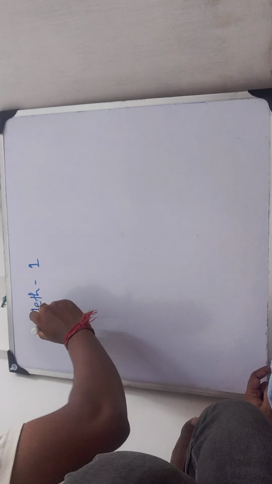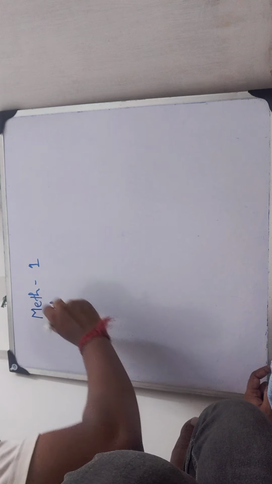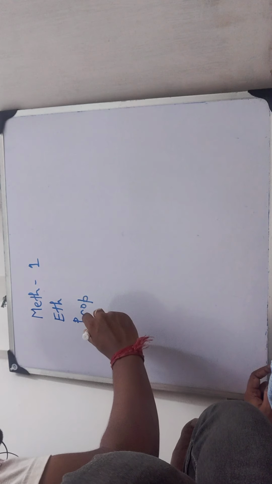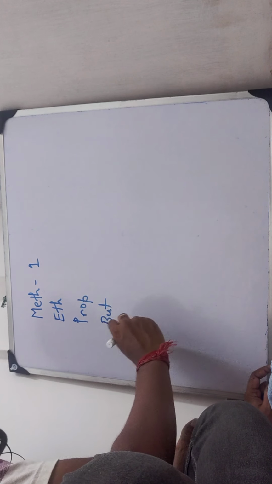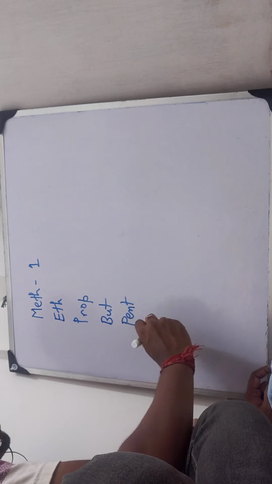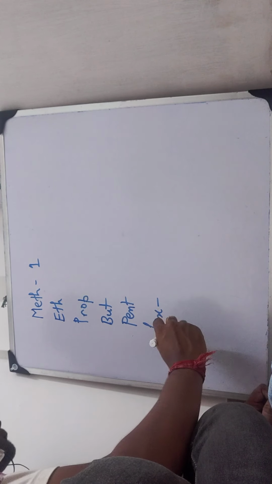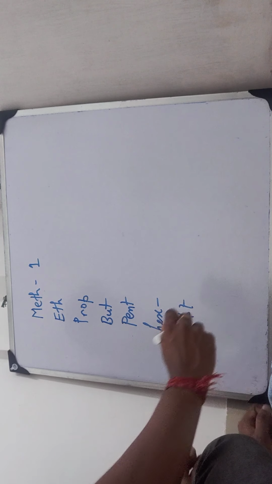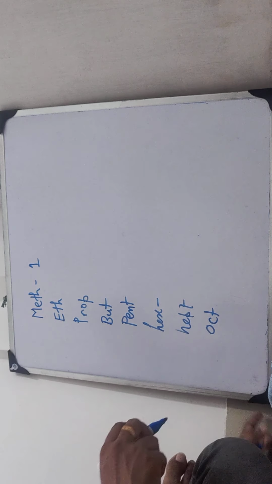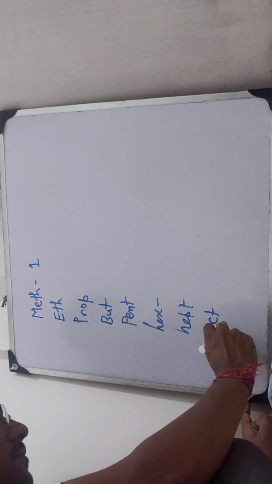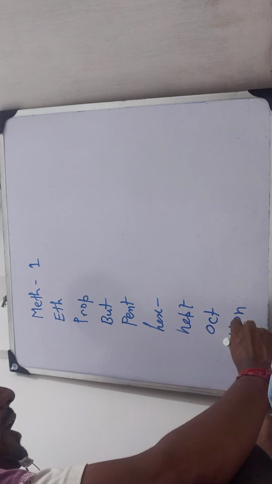For example, if only one carbon is involved, then the name of the compound starts with meth. Meth means one. If two carbons are involved, then eth. If three, then pro. If four, then but. If five, then pent. If six, then hex. If seven, it's hept. If eight, then oct. If nine, then non. And if ten, then dec.